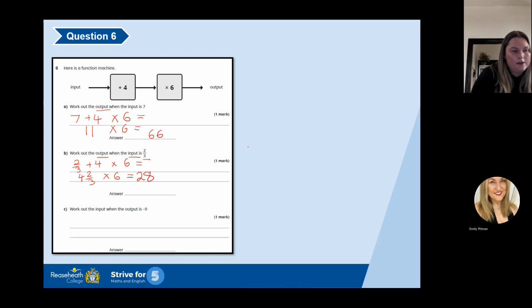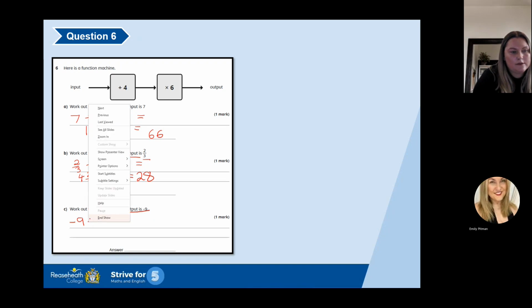There we go. Now this one's a little bit different, so you need to make sure you are reading the question correctly. So work out the input when the output is -9. So this one's working backwards. So we're going to have something, add 4 times 6 equals -9. So we'll start with the -9 and we're going to go backwards and we're going to use the inverse operation. So the inverse is the opposite. So the opposite of multiply is divide.